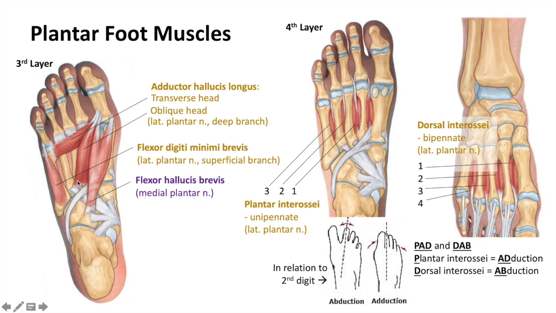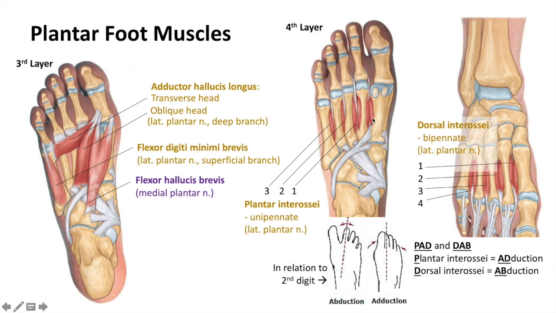This flexor digiti minimi, so we had our abductors on the outside, and then our flexors located just inside of that. It's also, again, that lateral plantar nerve, the superficial branch, where this is the deep branch. Then the flexor hallucis brevis, it's going to be right inside, right beside that abductor, and it is innervated by the medial plantar nerve. Our interossei, they're going to be innervated by the lateral plantar nerve, and then the dorsal interossei, they're also innervated by the lateral plantar nerve.